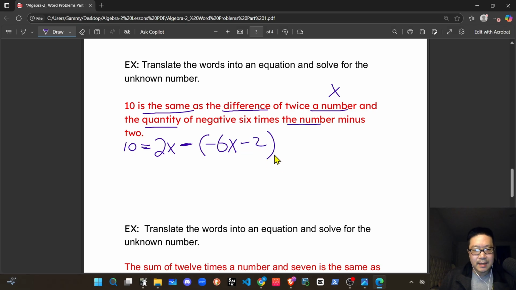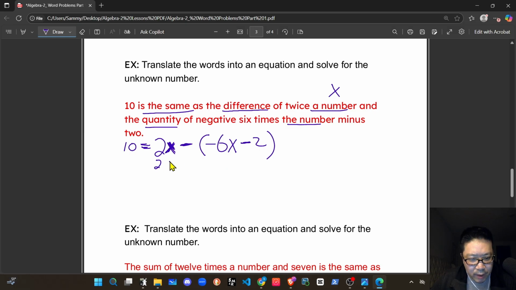Okay, let's read that again. 10 is the same as, so 10 equals the difference. Meaning the whole right side is going to be a subtraction expression. So 10 is the same as the difference of twice a number, twice x, and the quantity, so here's our quantity in parentheses, of negative 6 times the number, which is written as negative 6x minus 2. So let's go ahead and solve now that we've written our equation.